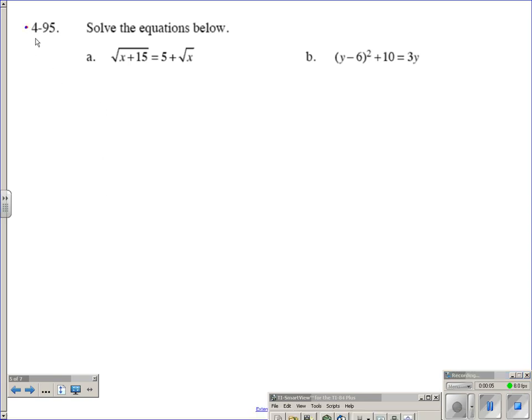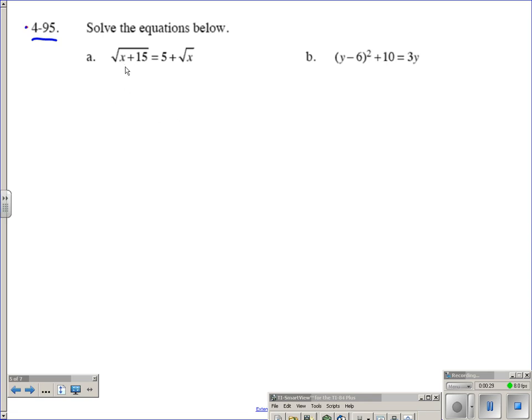Problem 4-95. Solve the equations below. Letter A. The square root of the quantity x plus 15 equals 5 plus the square root of x. There's a couple different ways we can solve this. Let's solve it algebraically first, and then we'll solve it in the graphing calculator next.